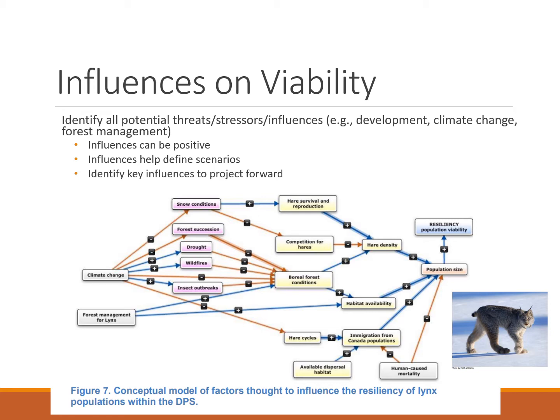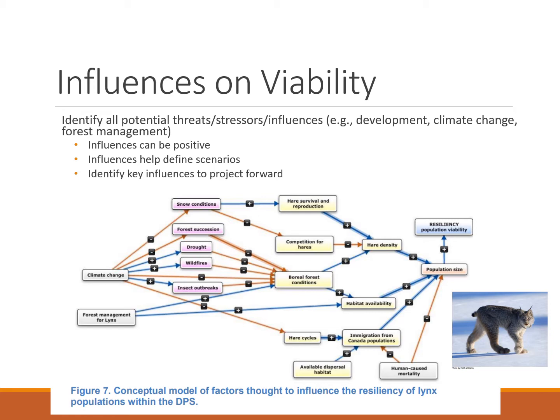We're also looking at the influences on viability at this point. So we're identifying all of the potential threats, stressors, influences. So, in terms of the plains spotted skunk, this would be things like development, climate change, forest management, anything like that. It's important to remember that these are negative but also positive influences. So things like conservation strategies may be a positive that you're building into your influences.